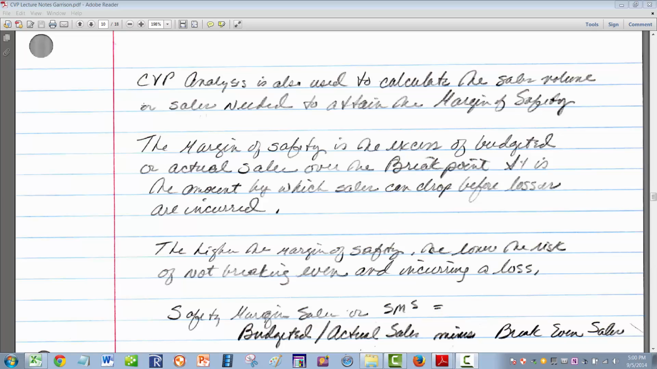So what is the margin of safety? The margin of safety is the excess of budgeted or actual sales over the break point. It's just a percentage. It is the amount by which sales can drop before losses are incurred. The higher the margin of safety, the lower the risk of not breaking even and incurring a loss.